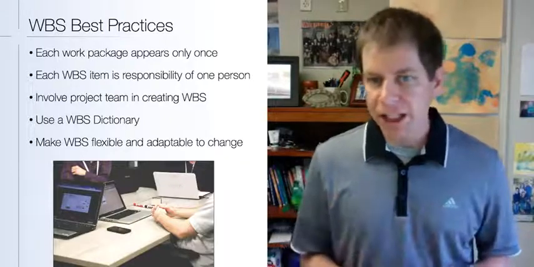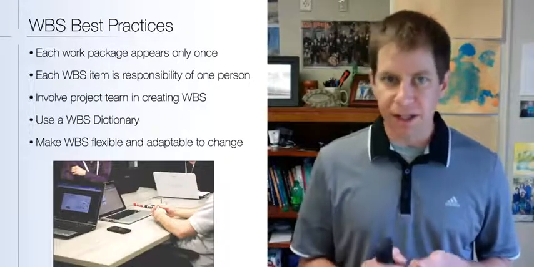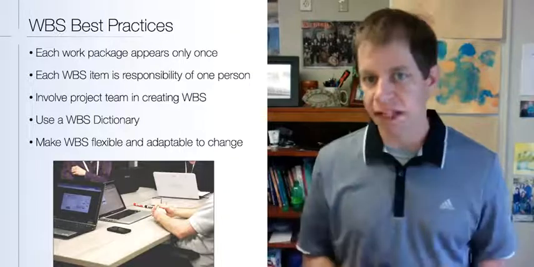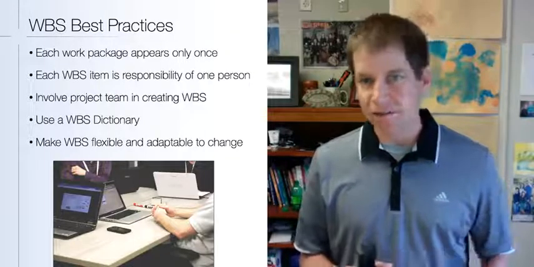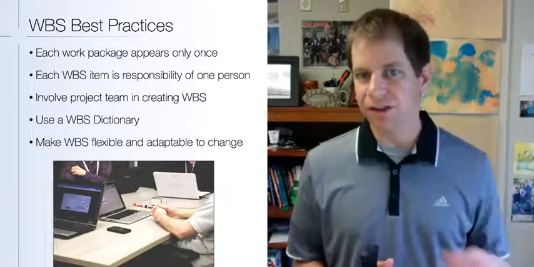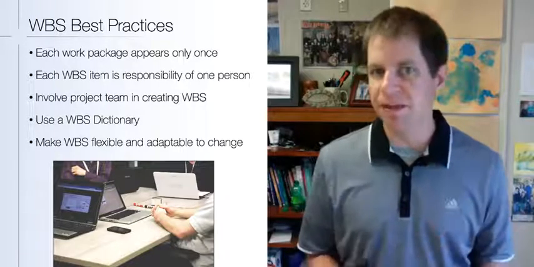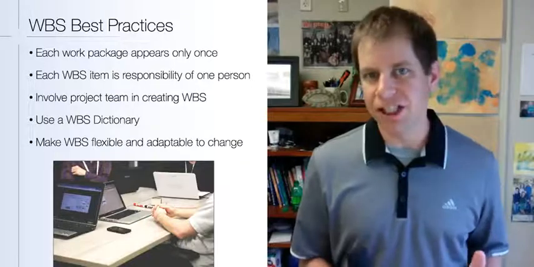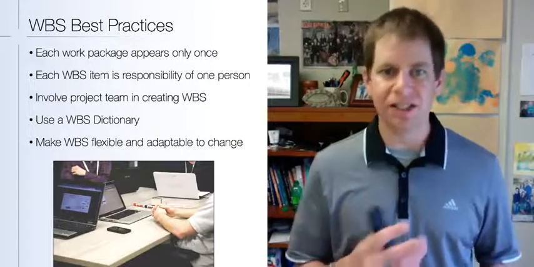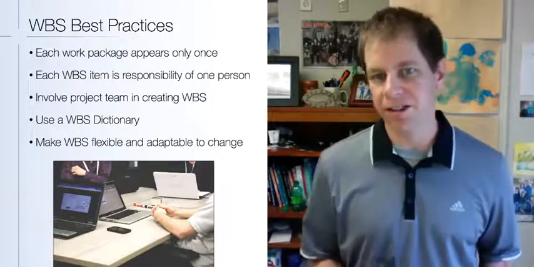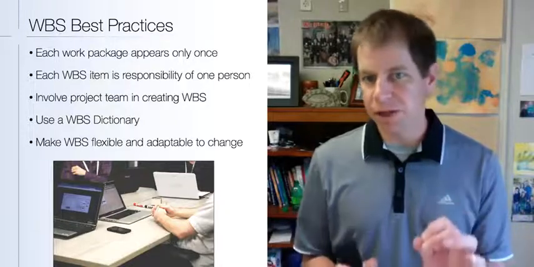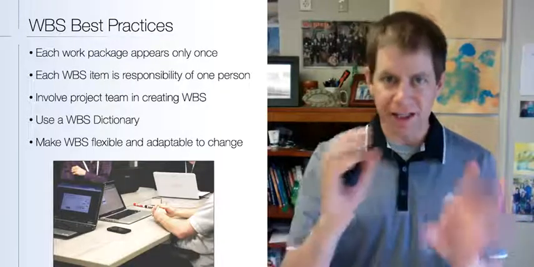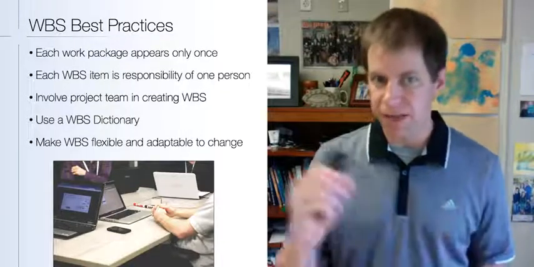Every work package should appear only once. You shouldn't have things appear repeatedly on a work breakdown structure. And yes, if you go back a couple videos ago when I was going through examples, one of those example WBSs did have project management listed more than once. That was just to show that project management processes do take place throughout a work breakdown structure. Really, every work breakdown structure should be listing items that only appear once individually.